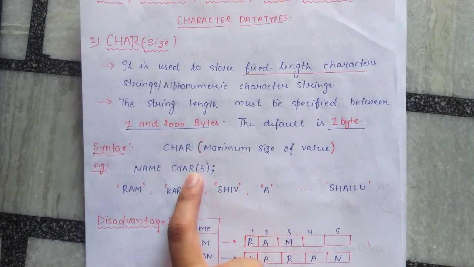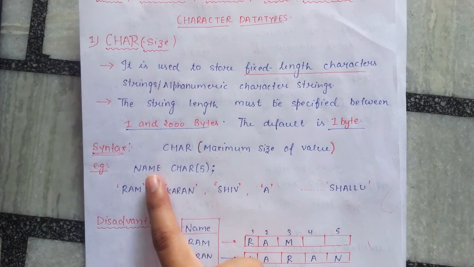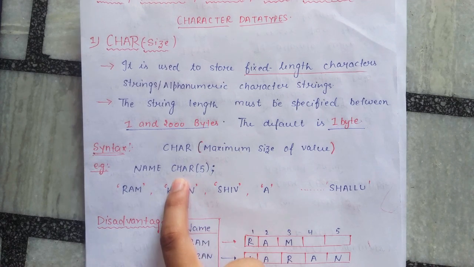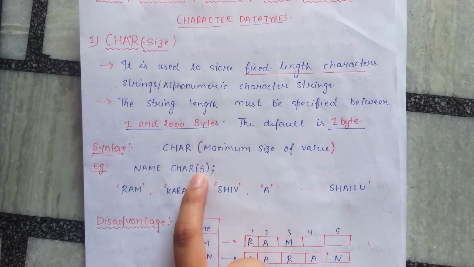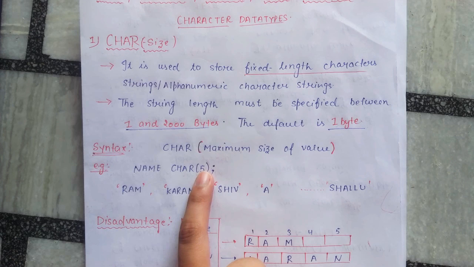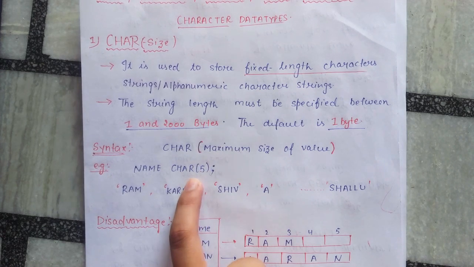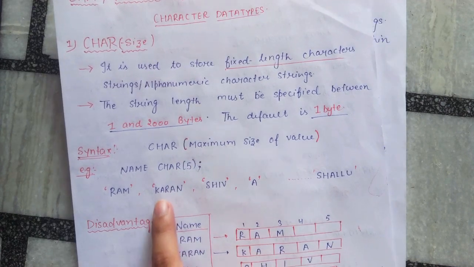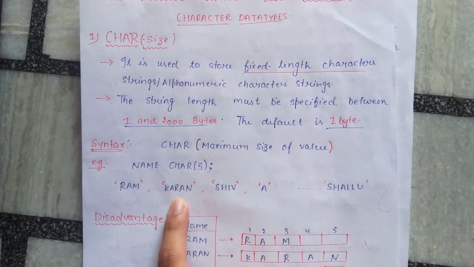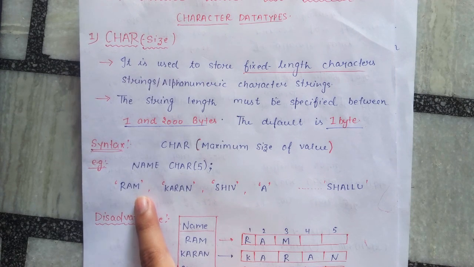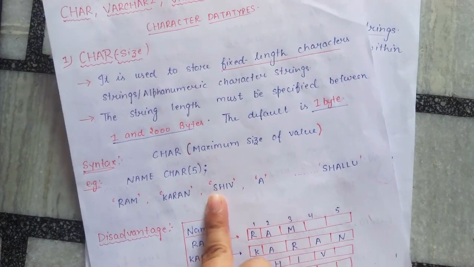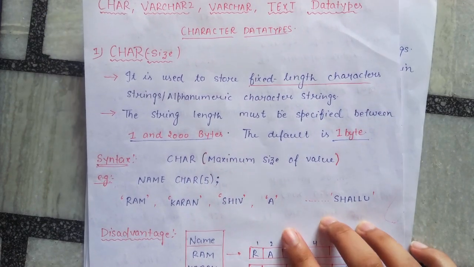For example, I have declared a column whose name is name. That is a name column that will store the names of people, and it is of char type, and the maximum size of every value that we enter is 5. So we can store values that have a length up to 5. For example, I have entered Ram, which is possible because it has 3 bytes and 3 is less than 5. Karan is also possible, Shiv is also possible, and if we enter A, it is also possible.